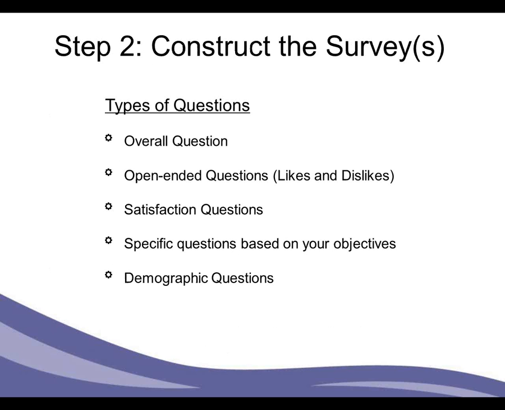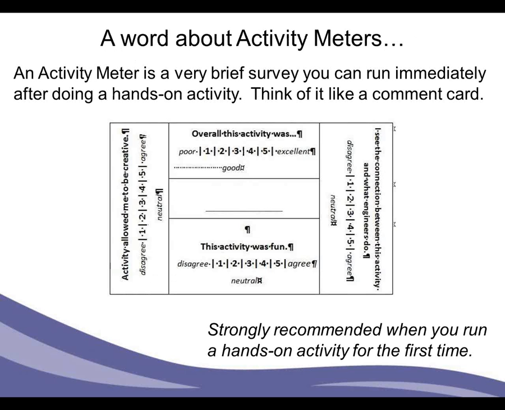So that's step 2, construct the survey. There are 5 types of questions in the survey, and they are all in the core surveys in the toolkit, ready for you to modify and customize. The one survey I haven't talked about yet is the activity meter. This is a very brief survey that you can run in the middle of your event immediately after doing a hands-on activity.